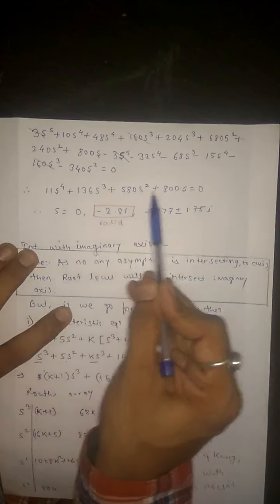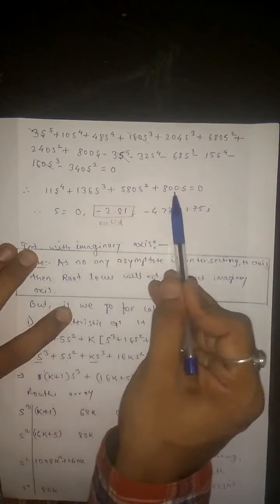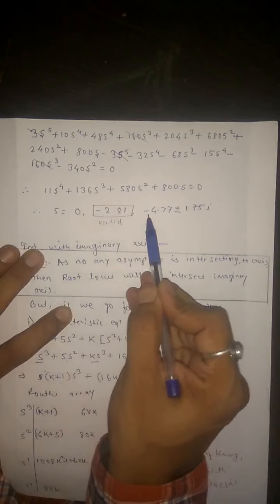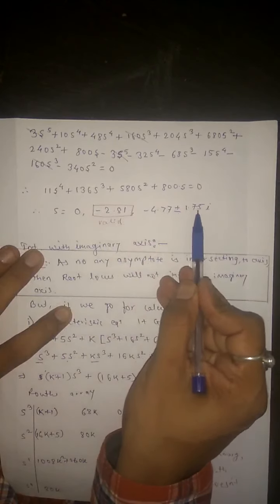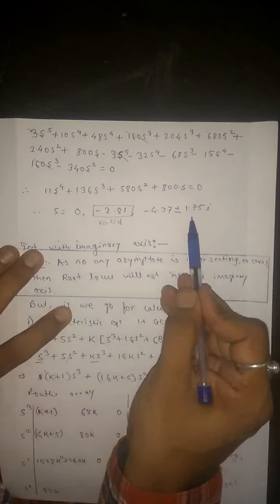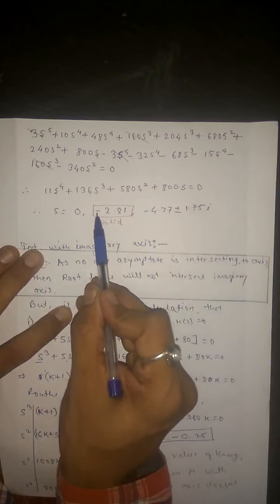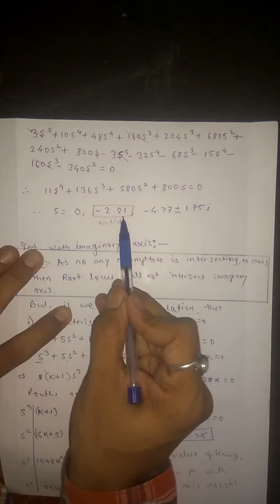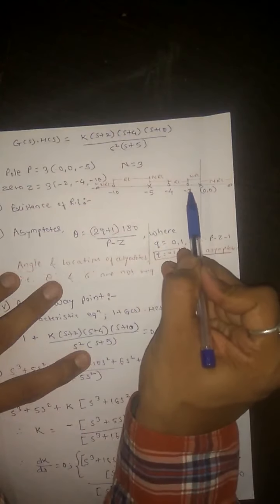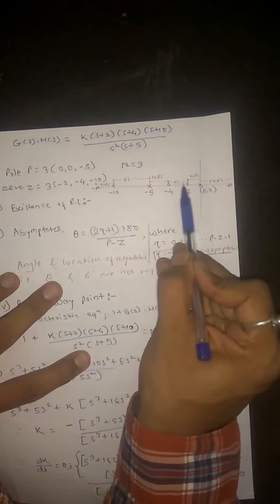So after derivation and calculation, we got the equation 11 s^4 + 136 s^3 + 580 s^2 + 800 s = 0. After solving this equation on a calculator, we directly get 0, -2.81, and -4.77 ± 1.75i. Checking all these values for the existence of root locus, we got -2.81 as a valid value. The value -2.81 lies in the region from -2 to -4, which is a root locus region. That's why that value is valid.